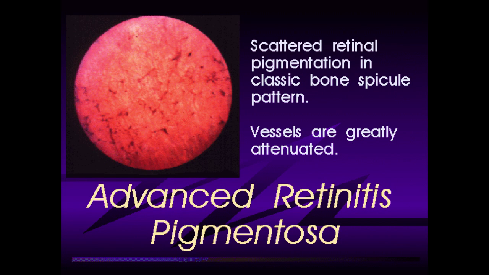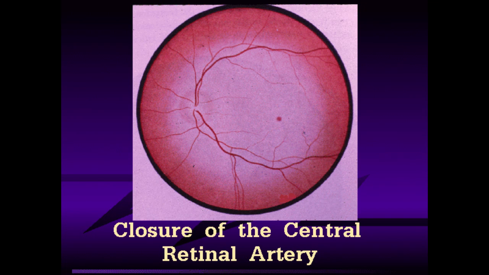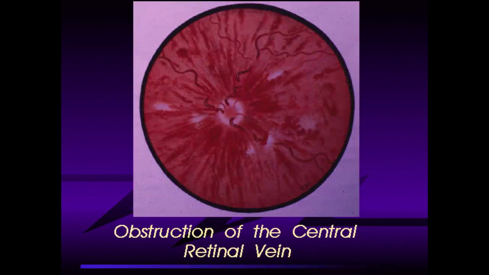Scattered particles of pigmentation about the retina in a classic bone spicule pattern is typical of advanced retinitis pigmentosa. Note that the vessels are greatly attenuated. Closure of the central retinal artery results in a very pale retinal field and loss of disc clarity. Occlusion of the central vein produces vessels that are tortuous and dilated. You will note there is extensive retinal hemorrhaging, and the disc is obscured by edema and hemorrhage.